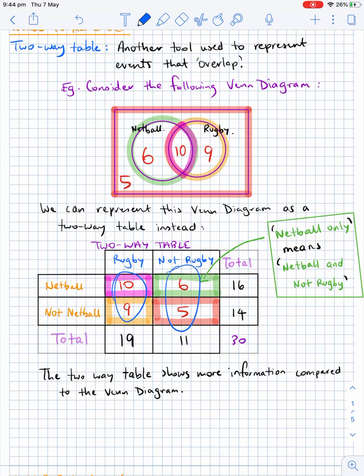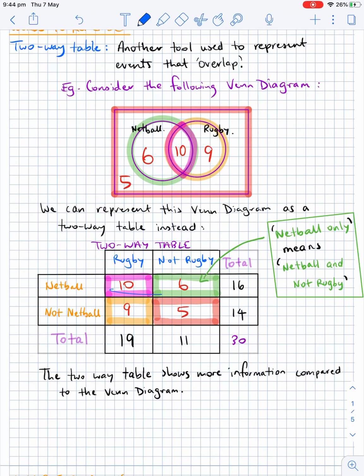Now that we've got these 4 squares done, we can do our totals. So 10 and 9 makes a total of 19. That suggests that there's a total of 19 people that like rugby. And you can also see that from this entire circle. There's 19 people in the rugby circle. This row here comes to 11. So that means there's 11 people that don't like rugby. And you can see that from the 6 and the 5. There's 11 people outside the rugby circle.